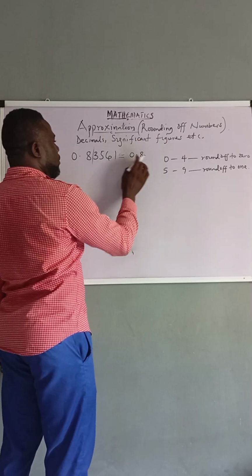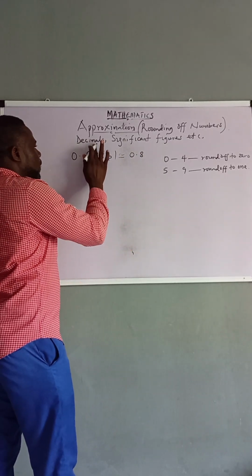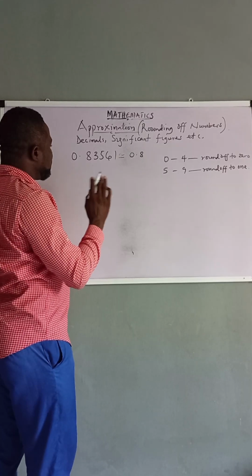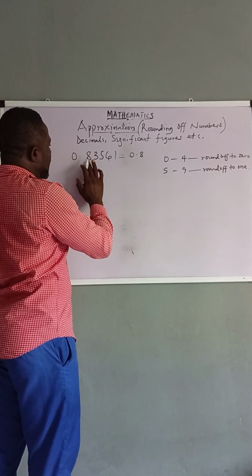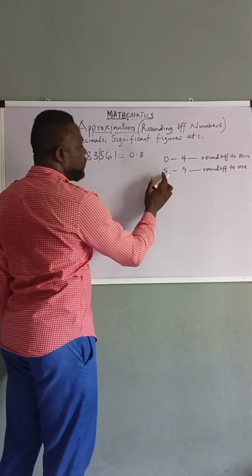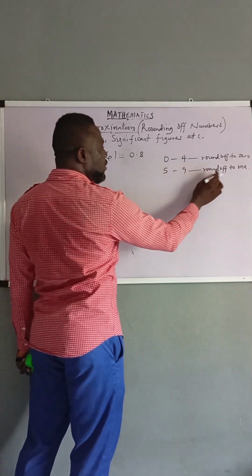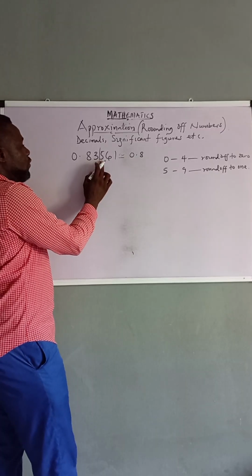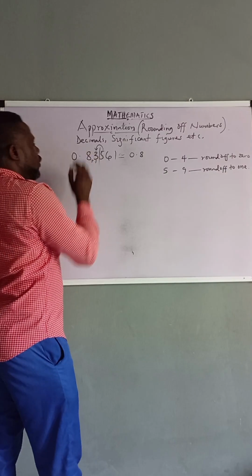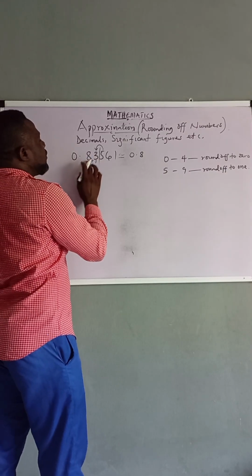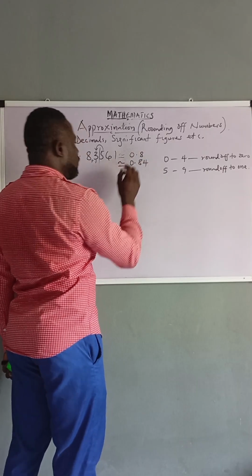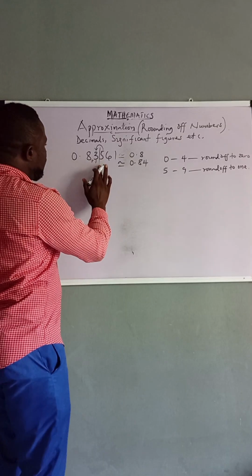So this is 1 decimal place. Now let's see 2 decimal places. I will count 2 numbers, because I need to have 2 numbers after the decimal point. So we count 2 numbers, 1, 2. The next number we have is 5. Is 5 between 0 to 4 or between 5 to 9? It's between 5 to 9, so we round it off to 1. We take this 5, round it off to 1, and add it to this 3. So that will be giving us plus 1. So we'll have 0.84, because 1 plus 3 will give us 4. That's 0.84. This is 2 decimal places.